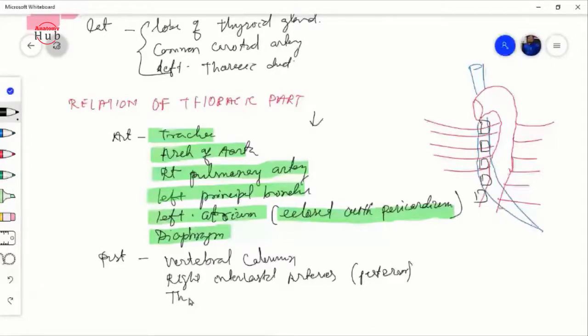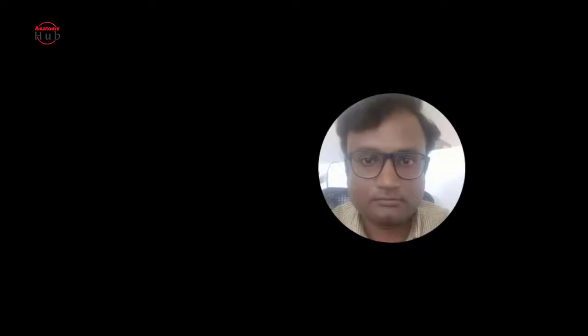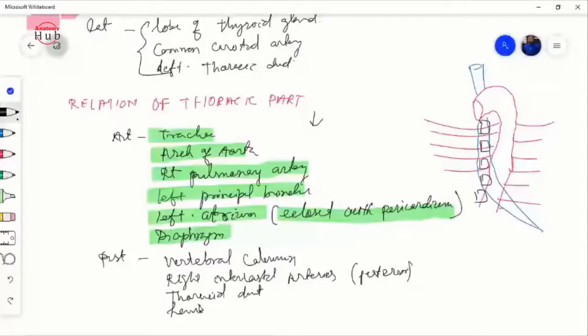Okay, and you will find the hemiazygous vein. Hemiazygous vein. Okay, and here in the lower part, what will we find? We'll find the descending thoracic aorta. Descending thoracic aorta. Okay, so this is the posterior relation of the esophagus. Clear all of you? Sir, left pulmonary artery.